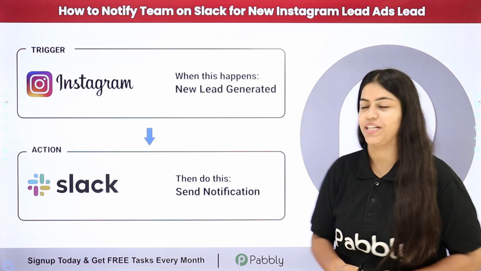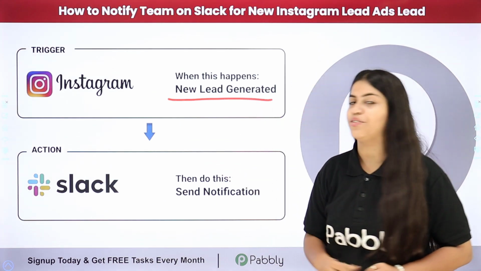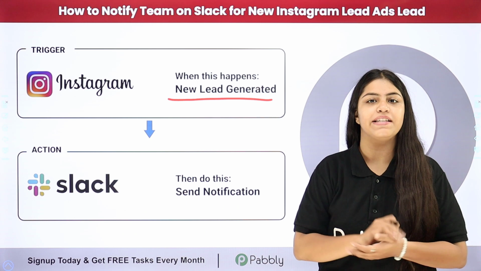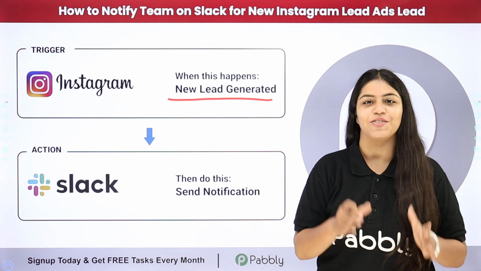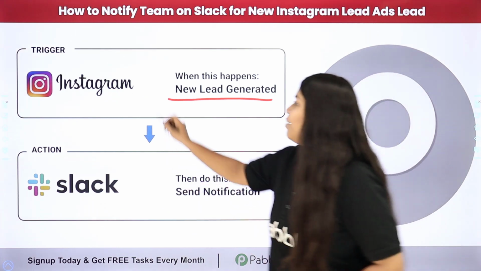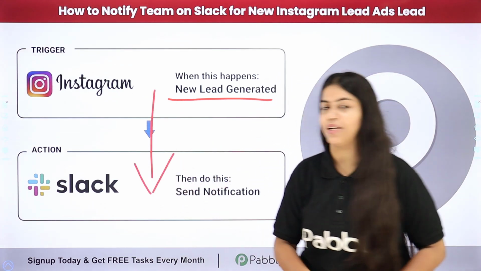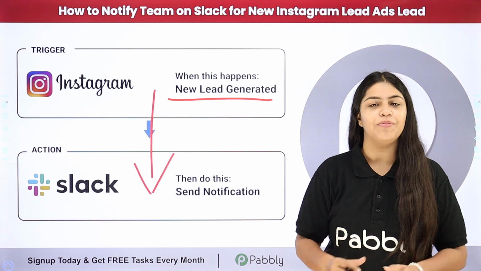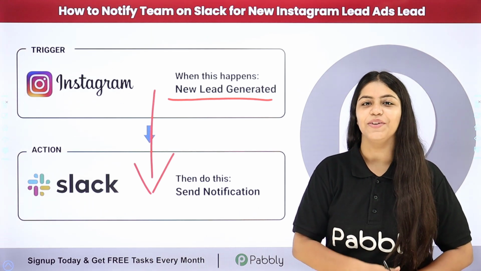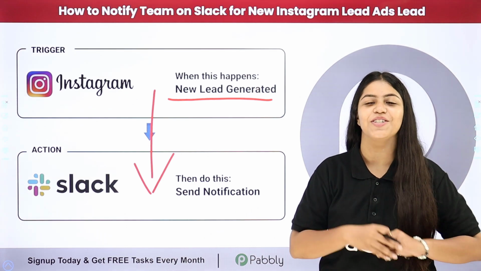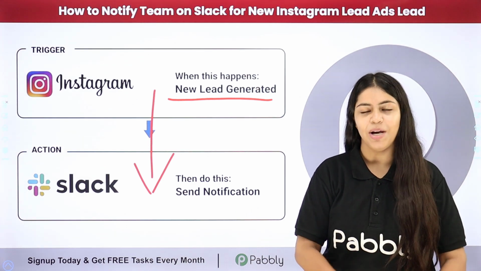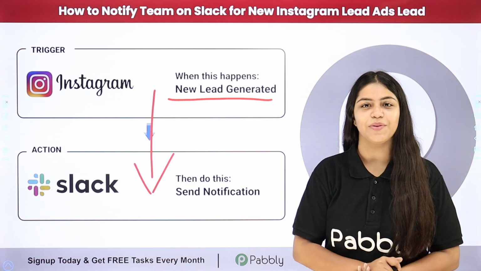So now what I want is that as soon as a new lead is generated through my Instagram lead ads, automatically my team on Slack should be notified about the new lead received. So to do this, we are going to create a connection between Instagram and Slack. To create this connection without knowing any programming or coding language, we are going to use Pabbly Connect. It is an amazing automation software. So do you also wish to learn this process step by step? Then let me take you to my computer screen.